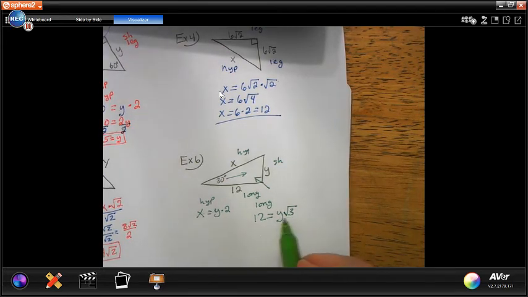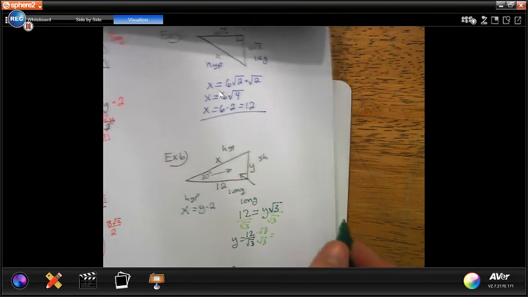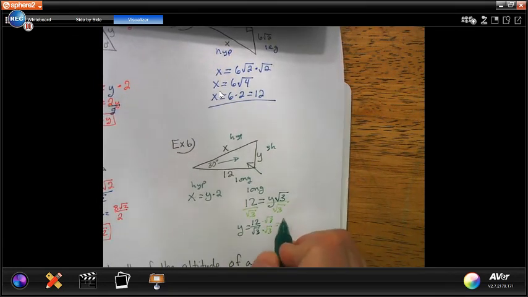So since we can't times y and radical 3, we need to get y alone. We would divide by radical 3. So this is similar to the last problem. So we get y equals 12 over radical 3. And since you can't have a radical in the denominator, top and bottom. So you get 12 radical 3 over a whole 3.